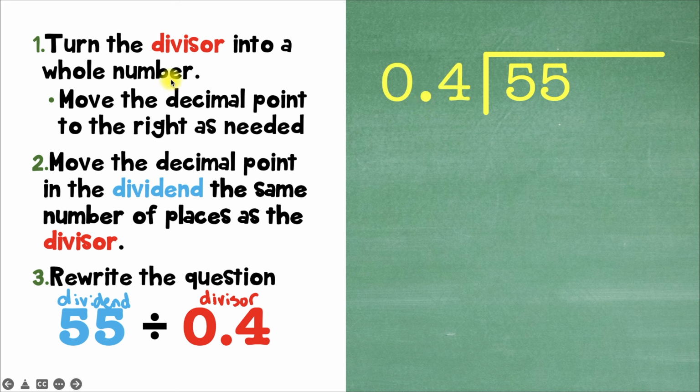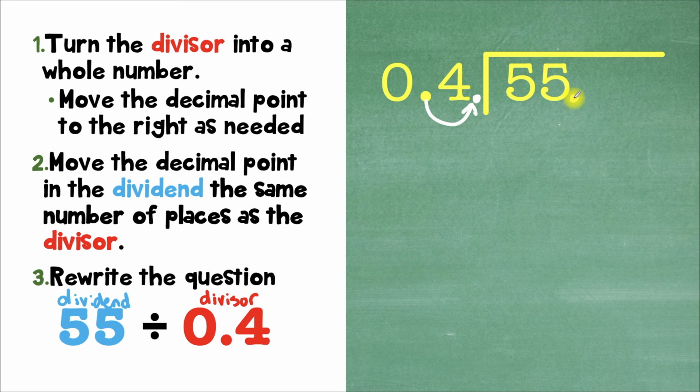And remember, our goal is to turn the divisor into a whole number, and we have this decimal point here. How many place values do we have to move it to the right until it's a whole number? Well, we only have to move it one time, so our decimal point will now be here. Since we're moving our decimal point one time in our divisor, we have to move it the same number of places in our dividend. And remember, all whole numbers have a decimal point located to the right.